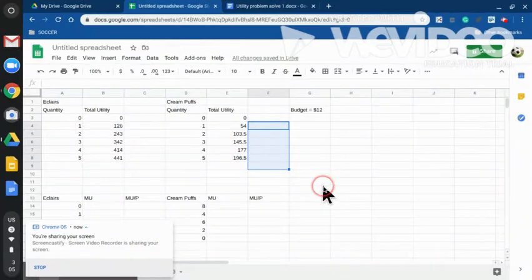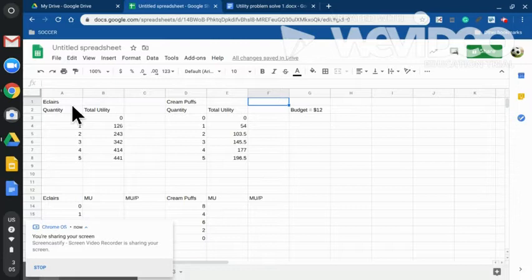Hi, everybody. So I wanted to walk through an example of a problem for maximizing consumer utility like I did in the spreadsheet. And so I've got a table here. We're looking at this top table first, based on eclairs and cream puffs. And this is a table, and it gives the total.